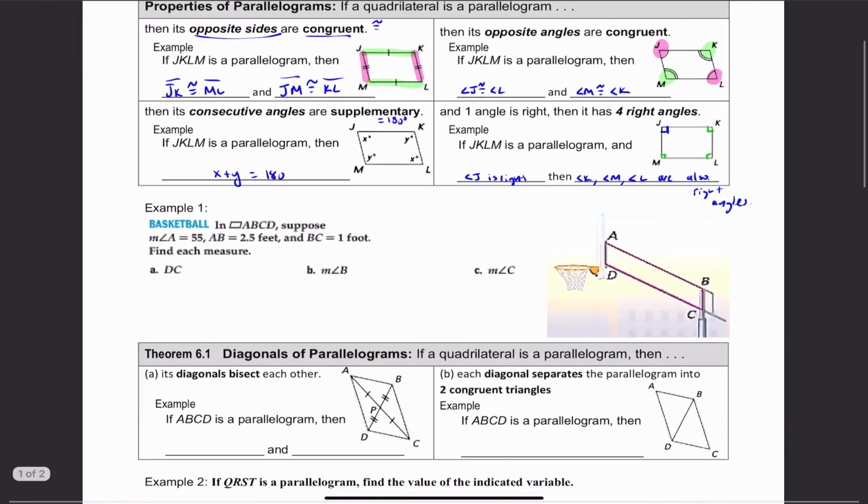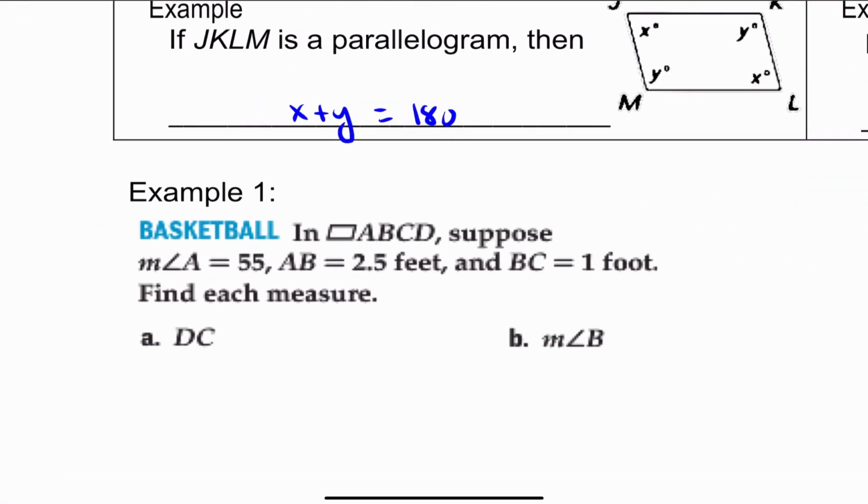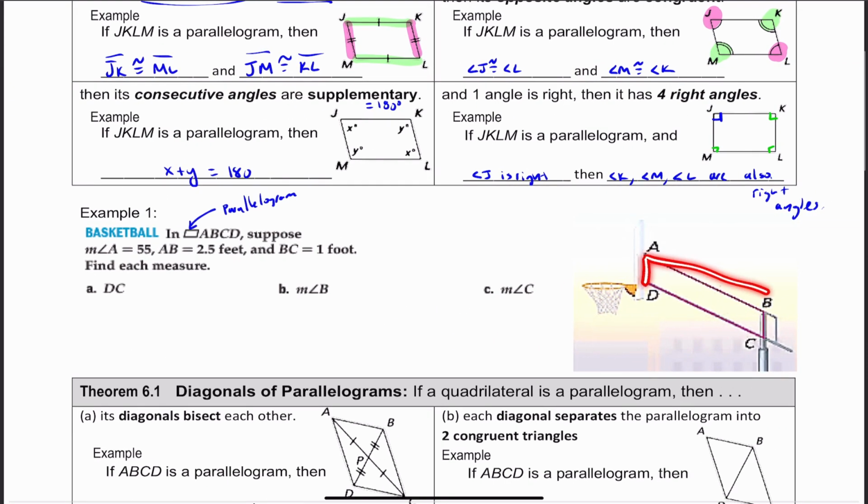Okay, so let's go ahead and take a look at this example here. So we have a basketball. In a parallelogram, this symbol here means parallelogram. So how are you supposed to read this? You say, in parallelogram ABCD. So here's my parallelogram, this thing right here. Suppose that measure of angle A is 55, AB is 2.5 feet, and BC is 1 foot. Find each measure. Thankfully, I don't have to convert anything to different units. Everything looks the same to me.